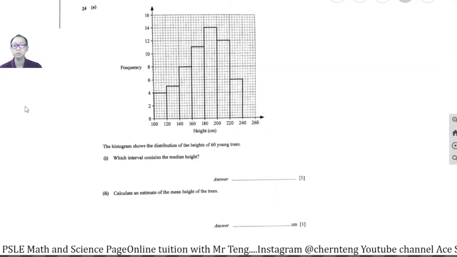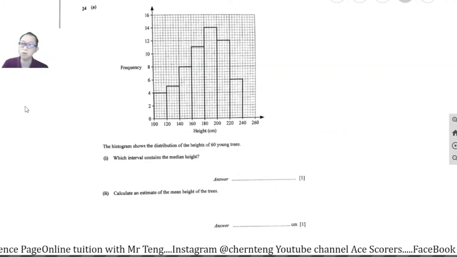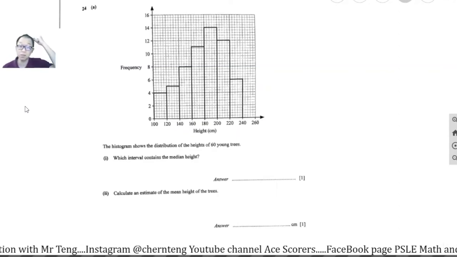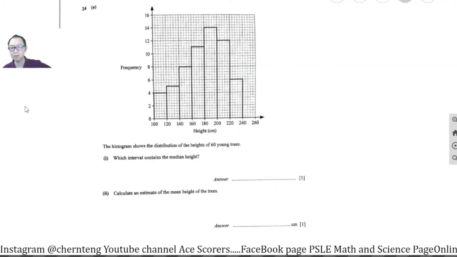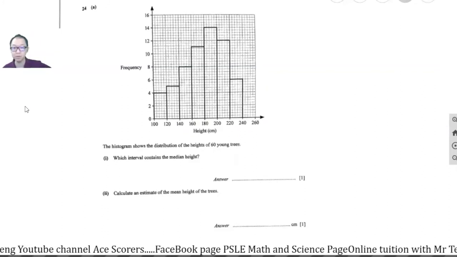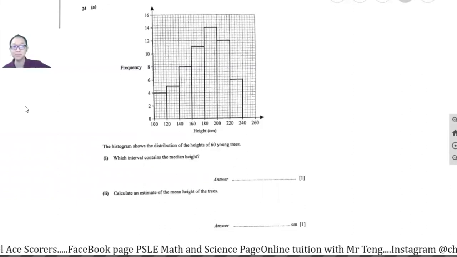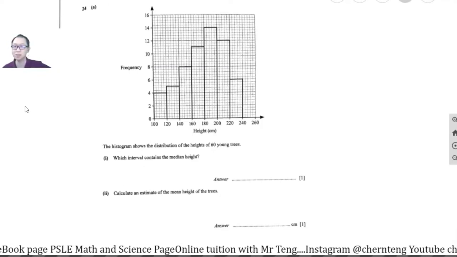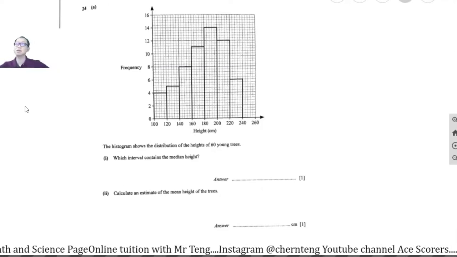Mean height. You should be able to come up with the median height quite quickly without much calculation. Okay, I ask you about the mean height. Mean, you've got to multiply by the frequency. But you need to know which value to use. You cannot just use any value, right? There's a particular value that you have to use. Okay, see whether you know. Last 5 minutes.